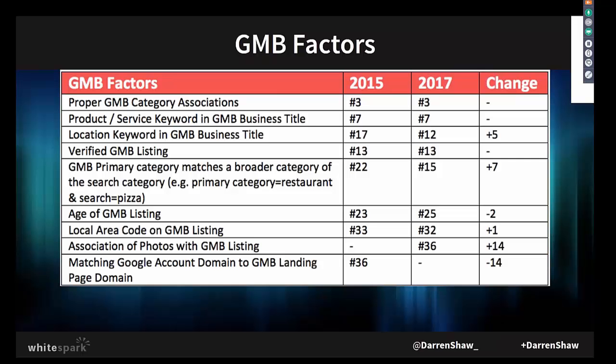You can see some of that went up. Location keyword in the business title went up 5. Having your business verified stayed about the same. The primary category matches a broader category of the search category. This is a weird factor. It's hard to explain. Basically, if I set my category to restaurant, then a search for pizza will help. So the primary category being the broad one is a factor that people think is important. Age of Google My Business listing went down a little bit. I'm going to talk about that. But anyways, these are some of the Google My Business specific factors.